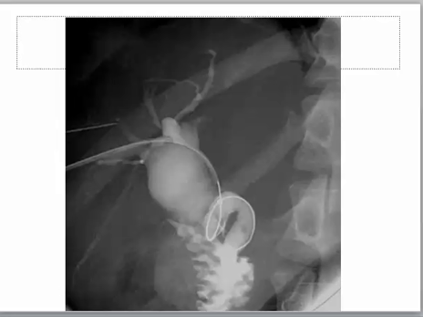This is an example of dilated CBD, or dilated CHD, if you want to put it correctly. The CBD is here, and this is the CHD, and this is a choledochal cyst, type 1 choledochal cyst.